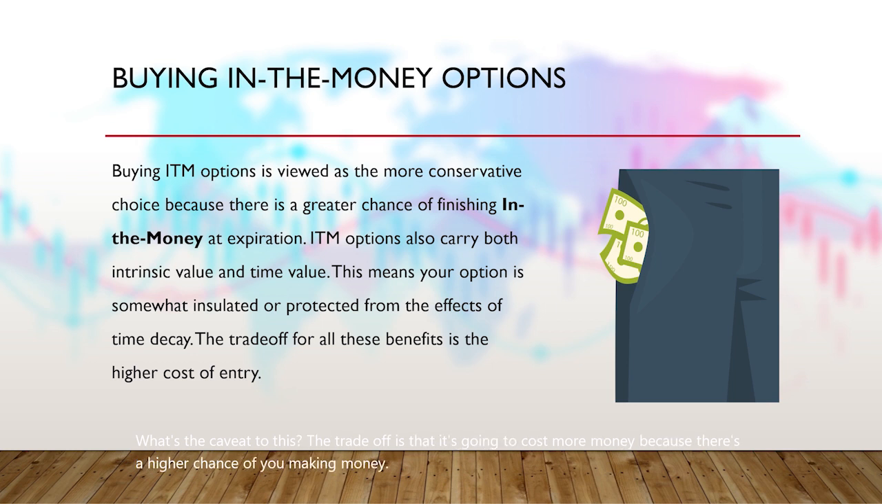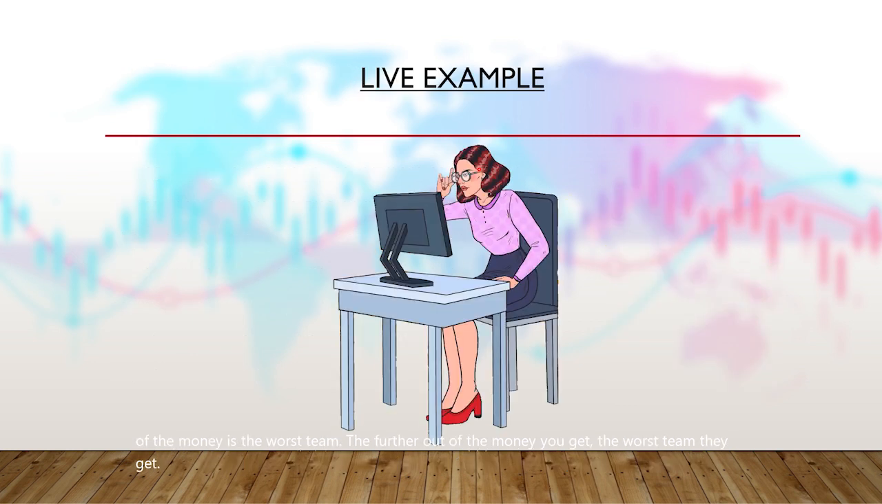Buying in the money and then buying out of the money, which is another topic we're going to discuss next week, is like betting on the best team to win the championship. In the money contracts are the best team. The further in the money you go, the better the team is. Out of the money is the worst team. The further out of the money you get, the worse the team gets. The best way to look at in the money and out of the money is through the four quadrants of an option chain or option matrix. So let's jump into a brokerage platform now and have a look.